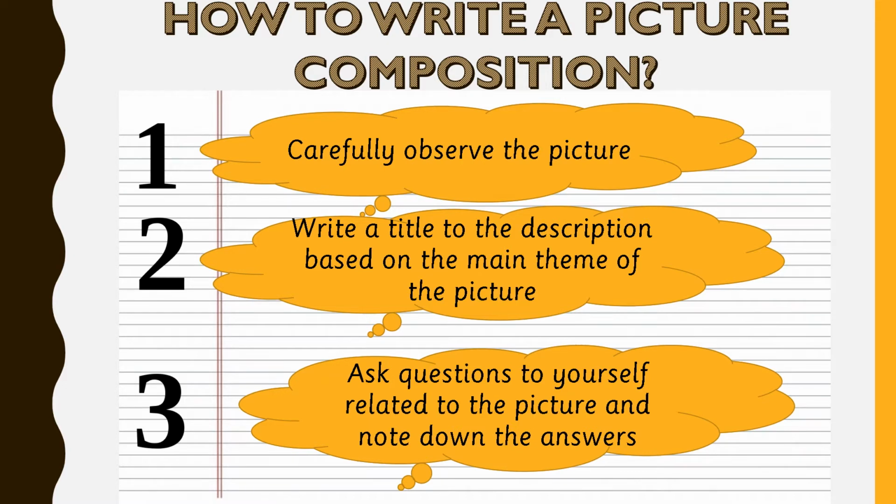After writing the title, children, it is very important that you ask questions to yourself related to the picture and note down the answers. You will ask questions like, what do you see in the picture? What scene is depicted in the picture? If there is a girl standing, you could ask, what is the girl doing? All these answers you are going to note down in your mind, and the answers that you get in the form of sentences will be your picture composition.